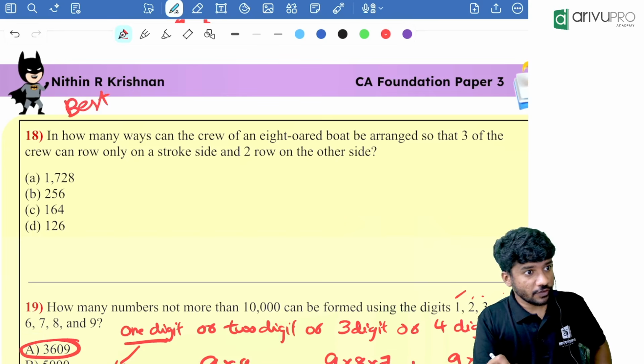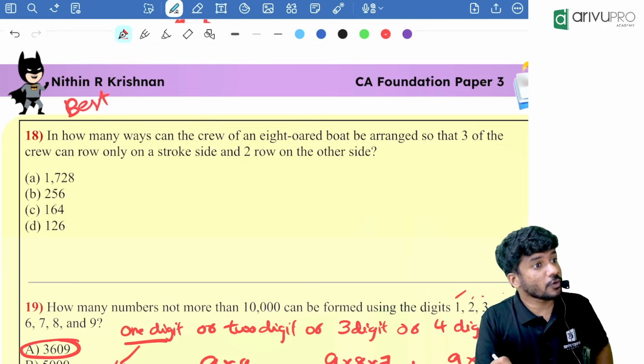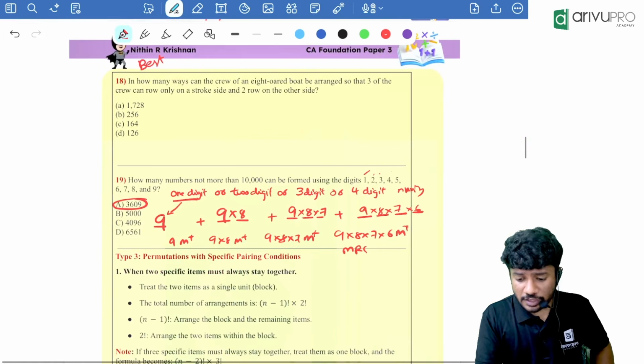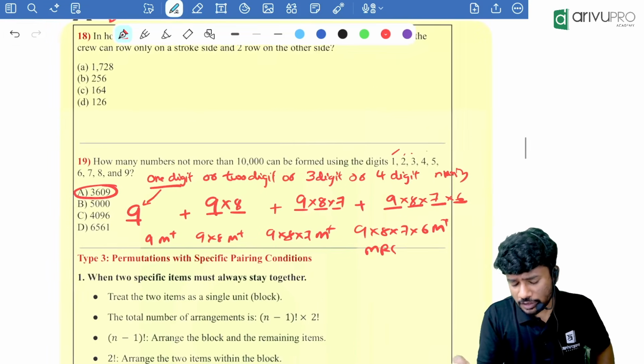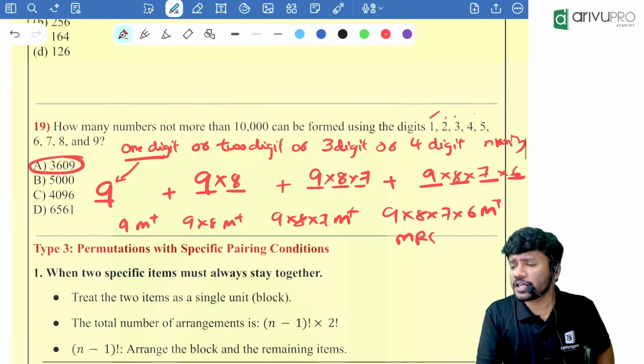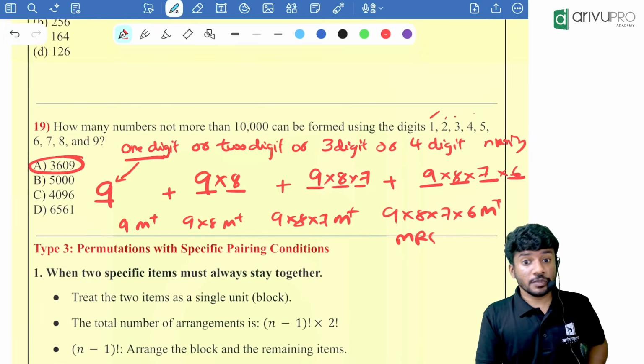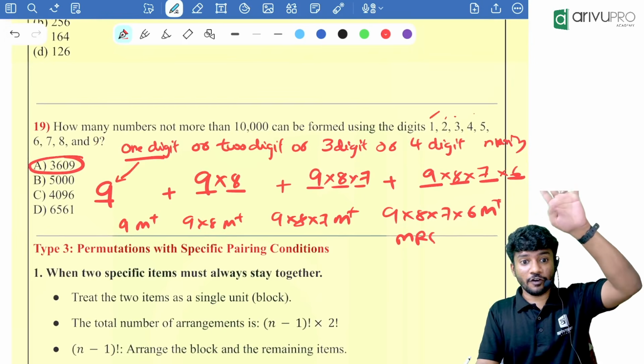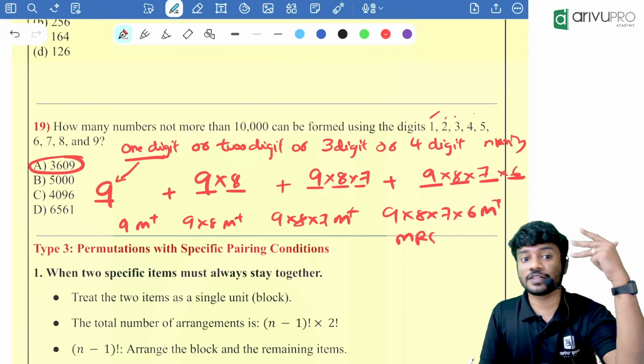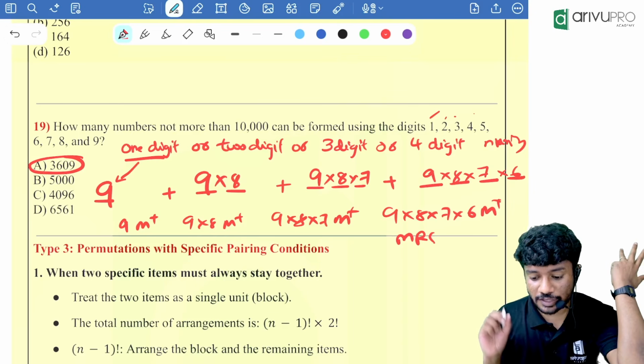We should not consider a 5-digit number. Why? Because it should not be more than 10,000. That's why. How are we starting with 9, sir? How are we starting with 9? Can anyone tell me? There are 9 numbers. Either it can be 1, 2, 3, 4, 5, 6, 7, 8, 9. Either of the 9 numbers are possible. That's why we are starting with 9.